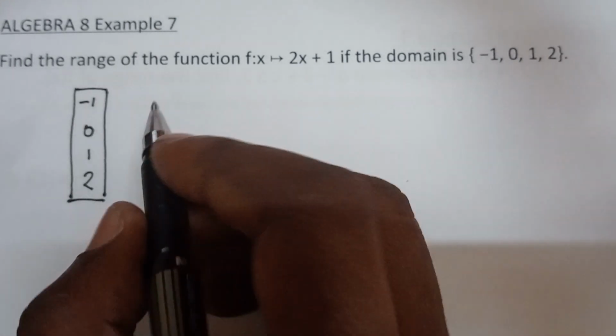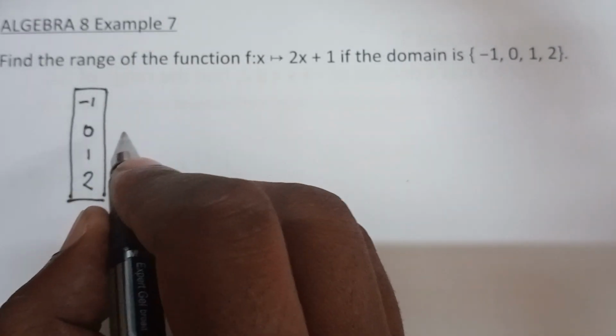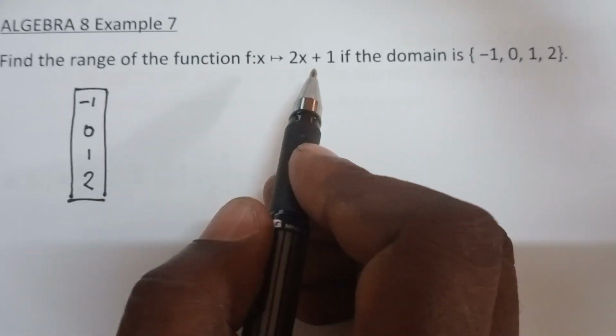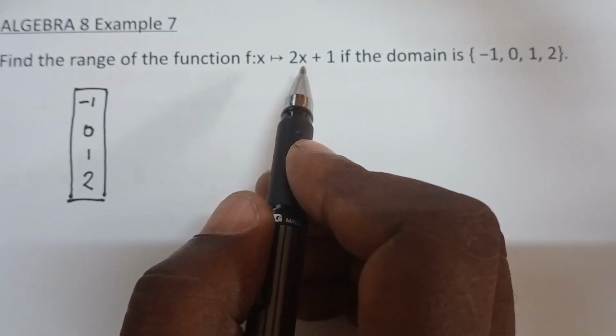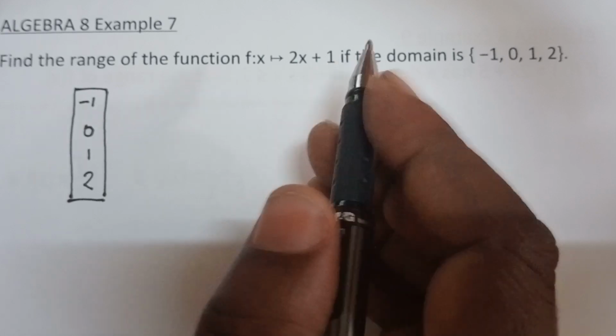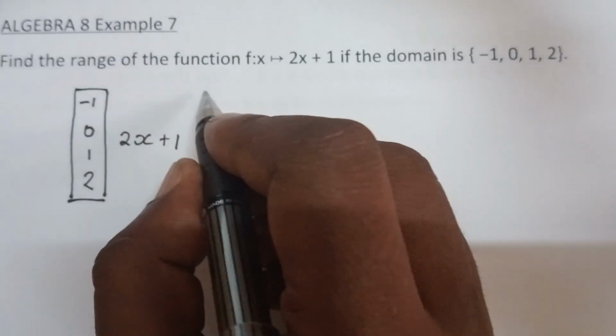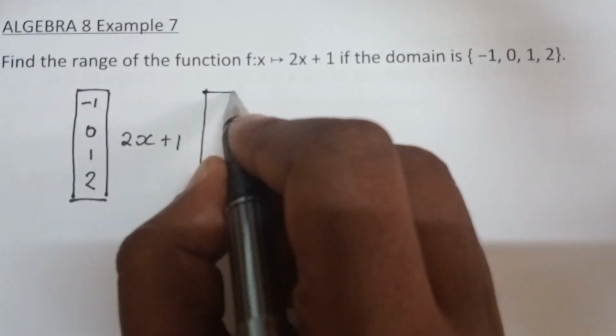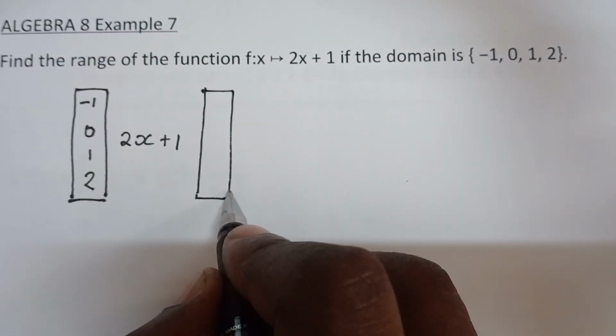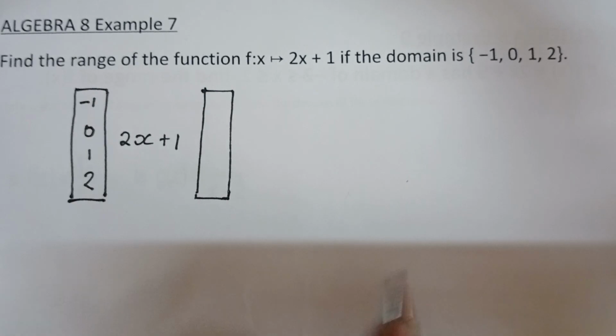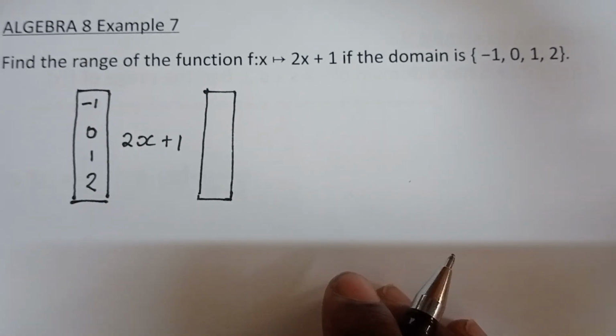And what is the process? The process is anything that gets into this factory has to be multiplied by 2 and then added 1. So the process is 2x + 1. What kind of product, or the range? The range is actually what we are calling the product in our explanation.